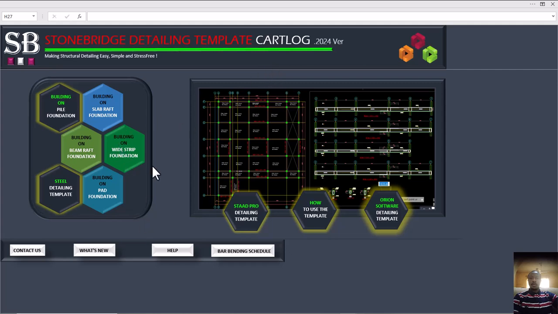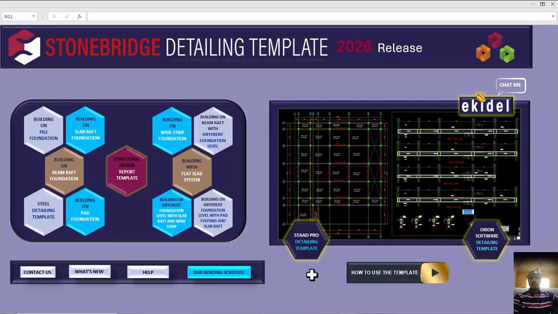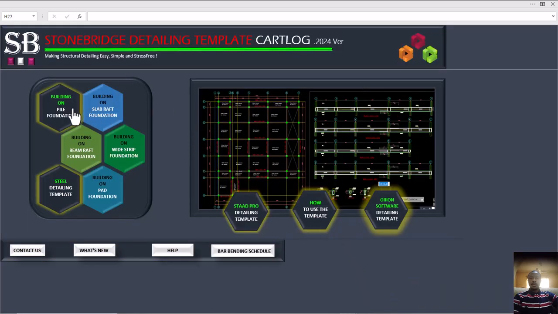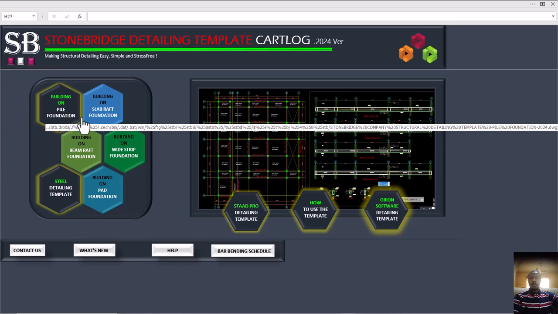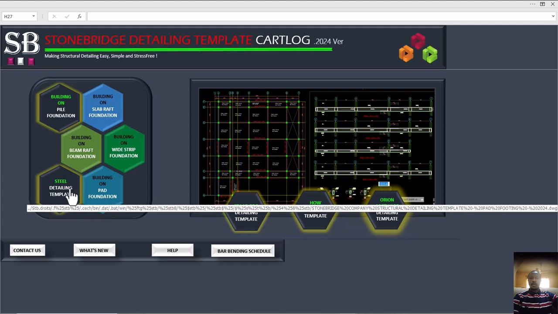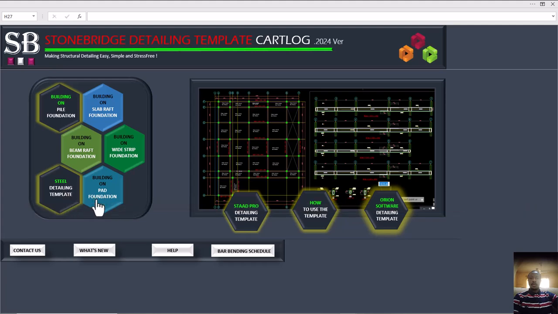So even from the interface, you can see the interface of 2024 Stonebridge, isn't it? And let's look at it again. You can see the interface of the 2026 version of Stonebridge. Is that okay? And if you also look at the content, let's go to 2024. Can you see building on pile foundation, building on slab raft foundation, building on beam raft foundation, building on strip foundation, and building on pad foundation, and also the steel detailing template. You can see all of this in this particular interface. This is the 2024 version of Stonebridge.